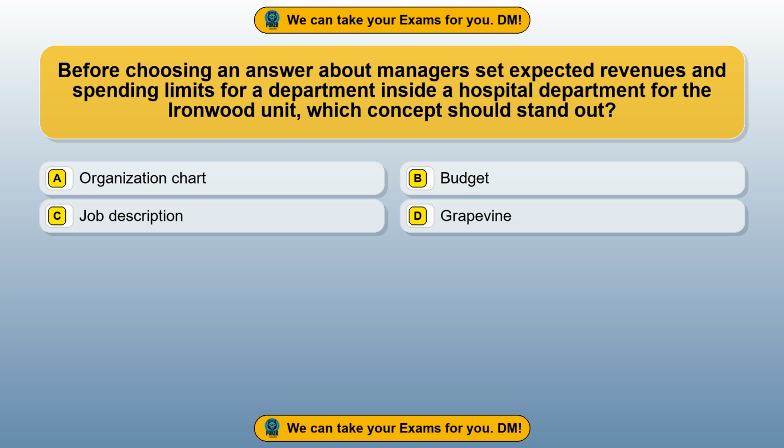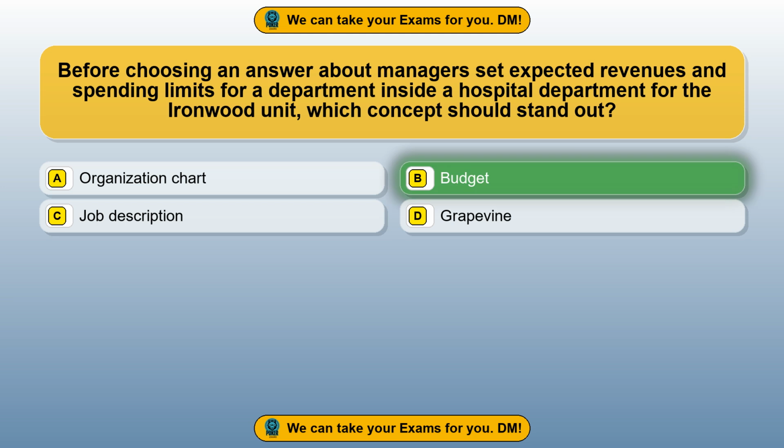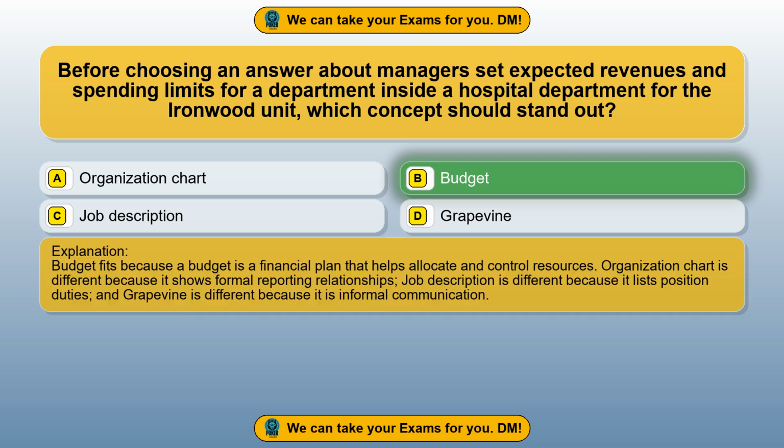department for the Ironwood unit, which concept should stand out? Option A, organization chart. Option B, budget. Option C, job description. Option D, grapevine. The correct answer is option B, budget. Budget fits because a budget is a financial plan that helps allocate and control resources.